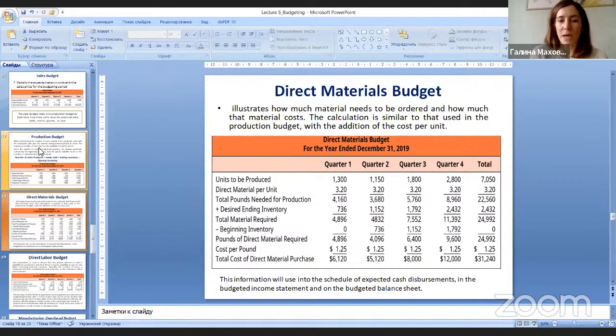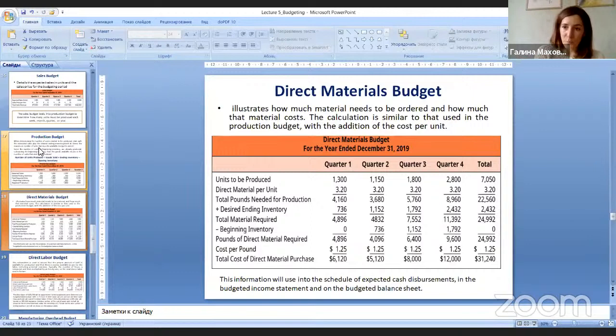For example, we have some desired ending inventory and also beginning inventory. And according to this inventory of materials, we can calculate how much materials we need. For example, in Q1, we need 4,896 pounds of material, and we know the price of these materials, and we can calculate total cost for materials. In this example, you can see that we have the same price during all year, the same price per pound of materials. But in real life, of course, you can predict that the price of your material will increase, so you should take this into account. In this way, we can calculate how much money we need.